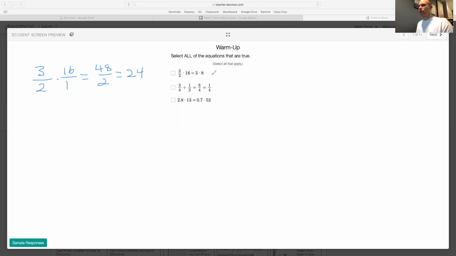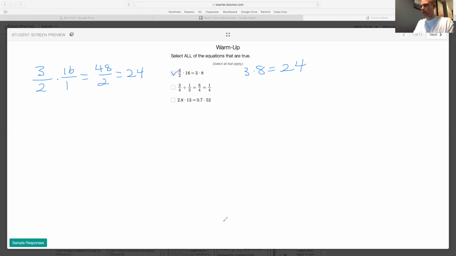And so now I just have to worry about the other side of the equal sign. If the other side also equals 24, then we should select this one. So the other side says 3 times 8, which does indeed equal 24. So I would select that one.